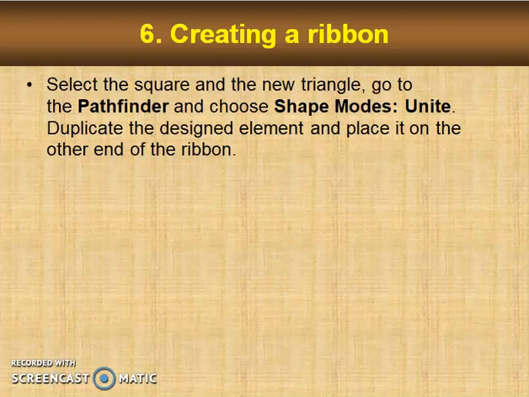Select the square and the new triangle. Go to the Pathfinder and choose Shape Mode, Unite. Duplicate the design element and place it on the other side of the ribbon.